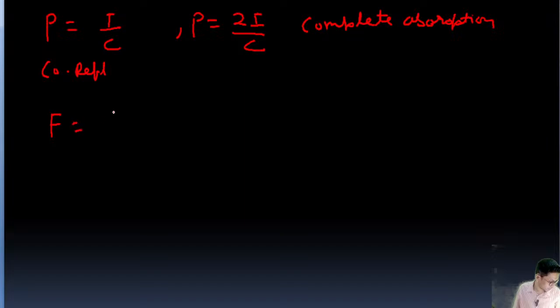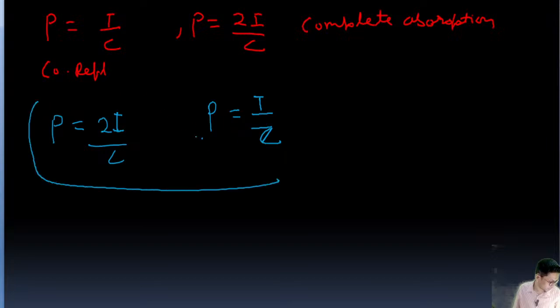And also force is equal to power upon C for complete absorption. And this is 2P upon C in case of complete reflection, and radiation pressure is 2I upon C. And in complete absorption case, radiation pressure is I upon C. You need to note down. Okay, guys, so these are important formulas.